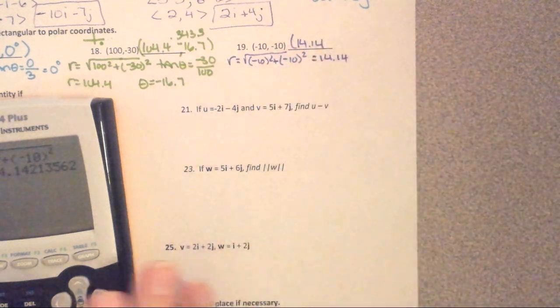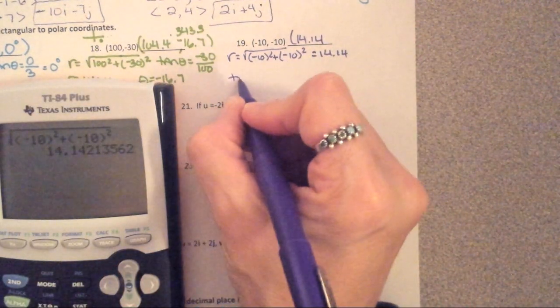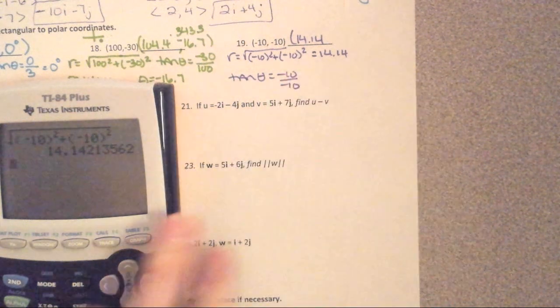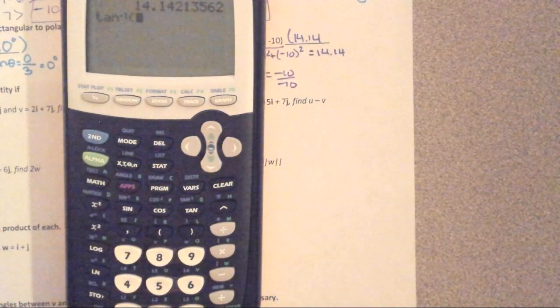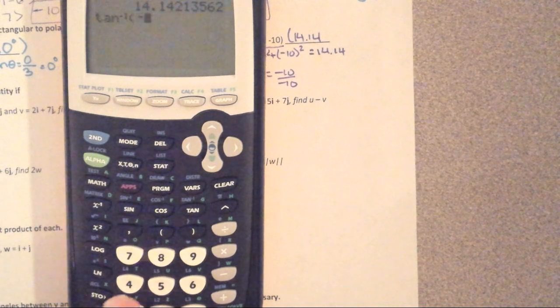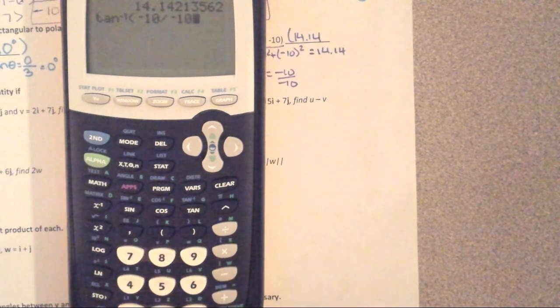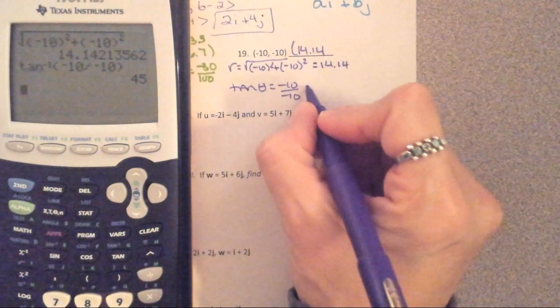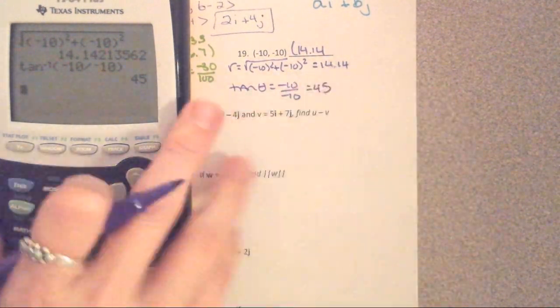Now we're going to go find our theta. So tangent of theta equals negative 10 over negative 10. So second tan, I'm going to type in negative 10 divided by negative 10. When I do that, I get 45 degrees. Okay, let's go see if that answer makes sense.